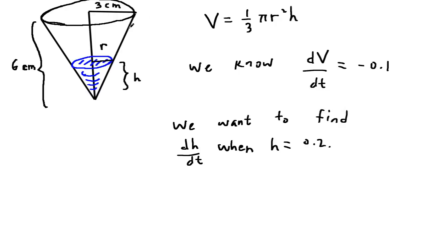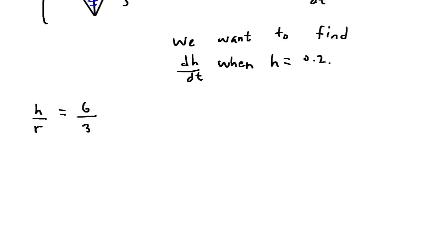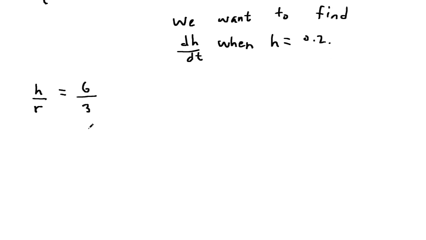Now let's look here. Notice we have a big triangle and then a smaller triangle for the blue part. Using similar triangles, we have the ratio of h, the little height, to the little radius, equal to the big height, 6, to the big radius, 3. So the ratio between the little height and the little radius is the same as the ratio between the big height and the big radius. That's equal to 2.